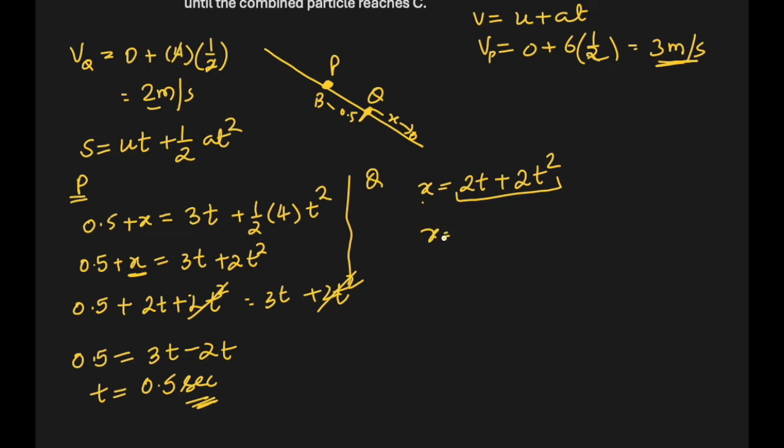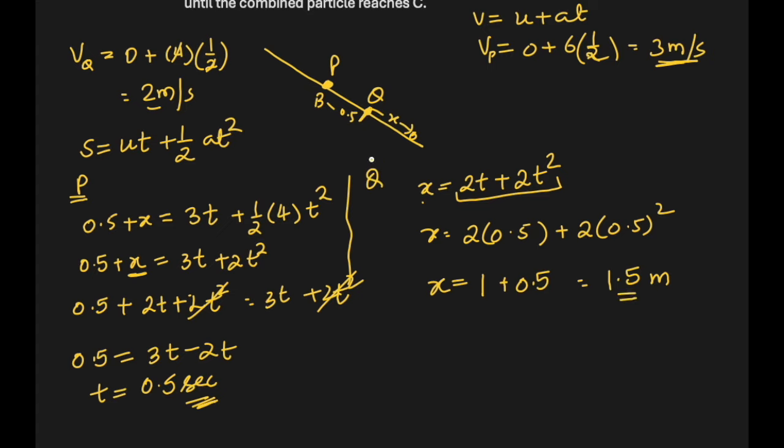x equal to 2 times 0.5 plus 2 times 0.5 squared. So x is 1 meter plus 0.25 times 2, which is 0.5, so 1.5 meters. Okay, so 0.5 here and this is 1.5 meters. That means a total of 2 meters are already covered when they coalesce here.